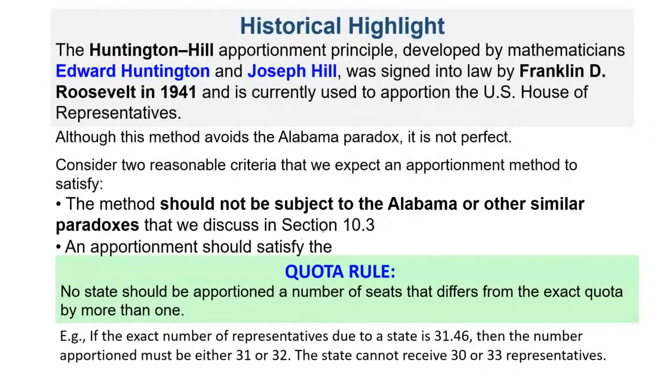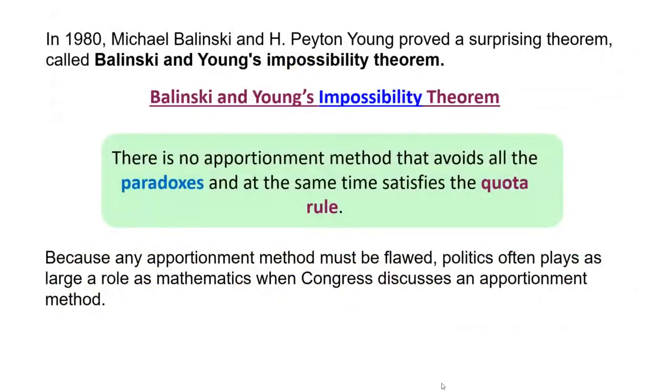So if the exact number is 31.46, for example, then the number apportioned must be either 31 or 32. So this number 31.46 is between the integer numbers 31 and 32. The state cannot receive 30 or 33 representatives. But by the Huntington Hill method, it can happen that the state receives a number that doesn't satisfy the quota rule.